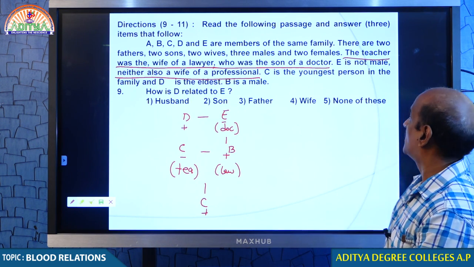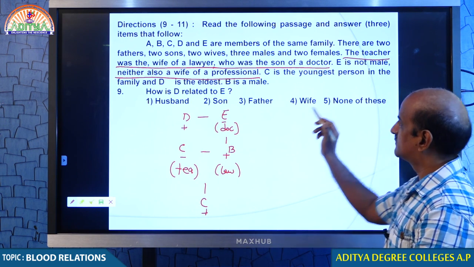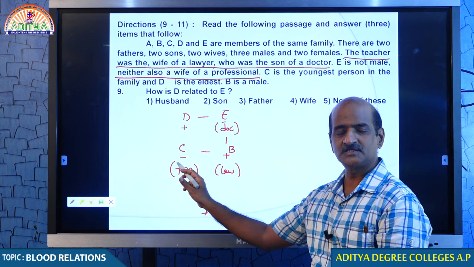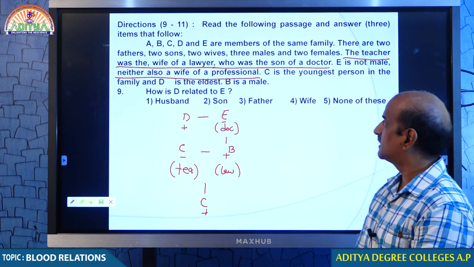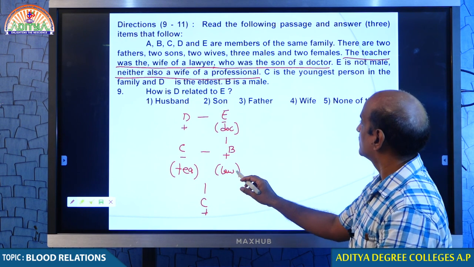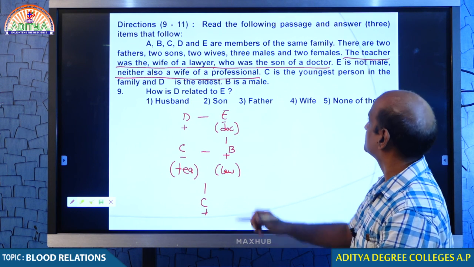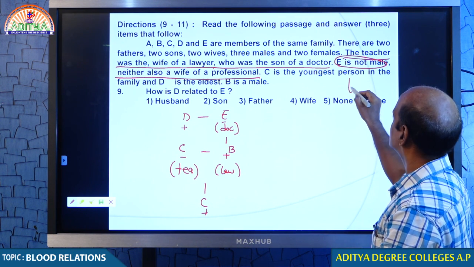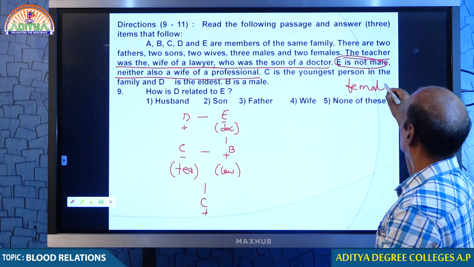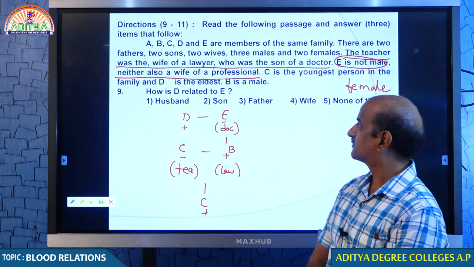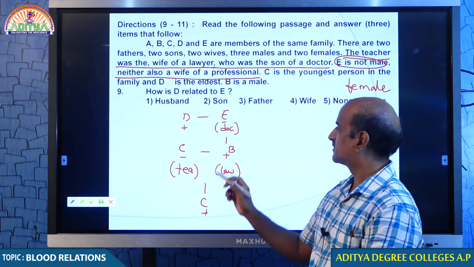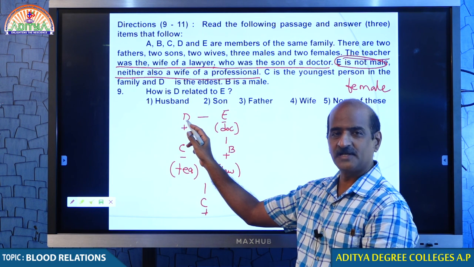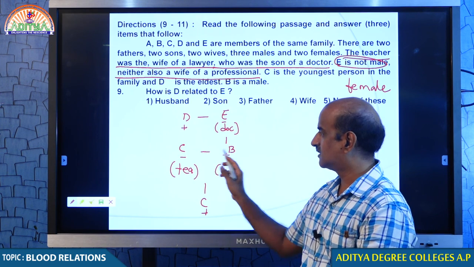Everything done. Now, the teacher was the wife of a lawyer. Teacher is a female and lawyer is a male. Lawyer was the son of a doctor, yeah. E is not male in the sense E is female. Done. Neither also wife of a professional. See, E is not a wife of a professional. D is not a professional. Therefore, I did not take D here.